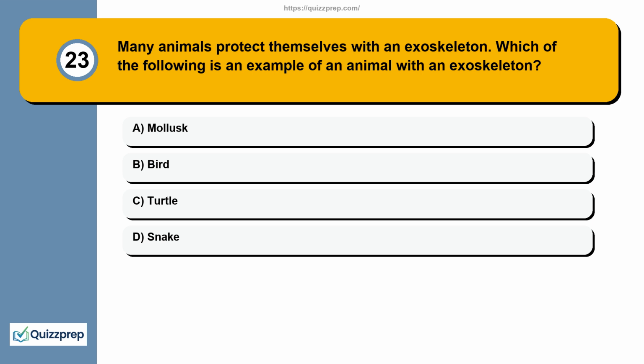Question 23. Many animals protect themselves with an exoskeleton. Which of the following is an example of an animal with an exoskeleton? Mollusk, bird, turtle, snake.